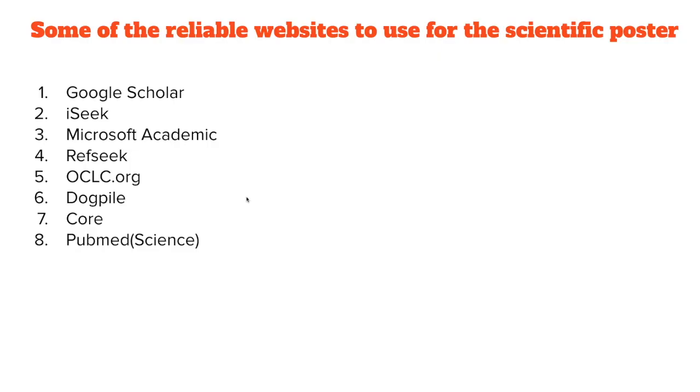For a scientific poster, you need some research. Before you do any poster, you really need to do research on what you are making the scientific poster on. These are some confidential, reliable sources: Google Scholar, iSeek, Microsoft Academic, RefSeek, OCLC.org, Dogpile, CORE, PubMed. PubMed is really for biochemistry students or any science major. So this is good for them. So I specifically mention it is for science students.